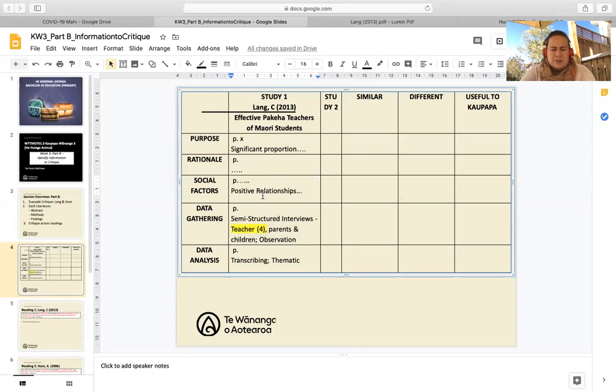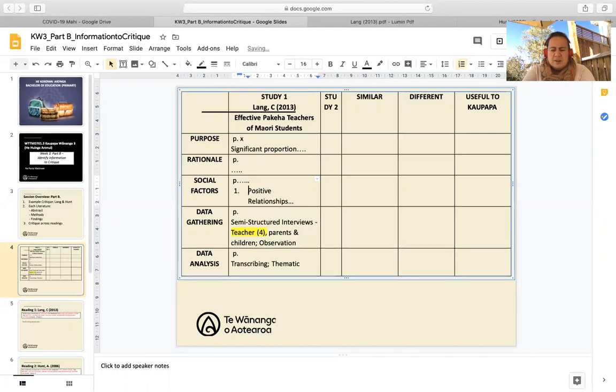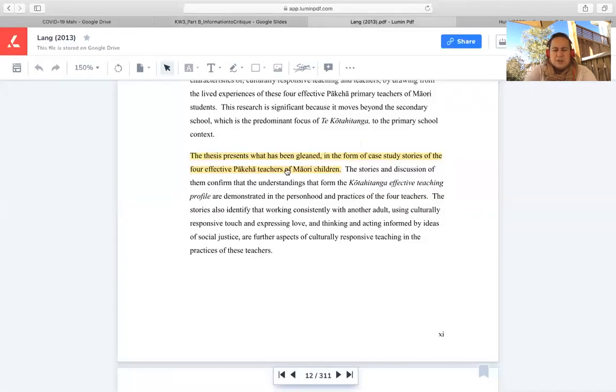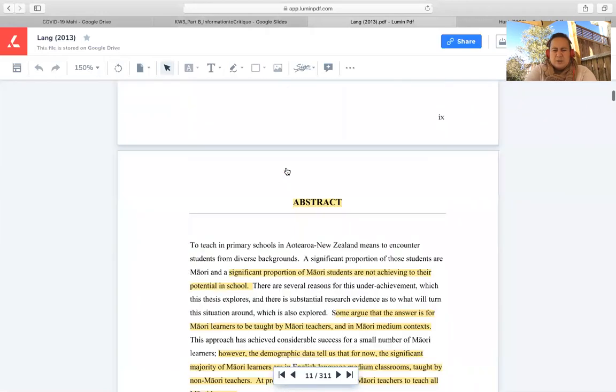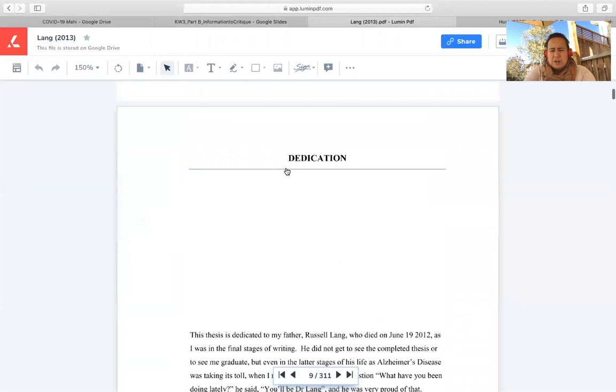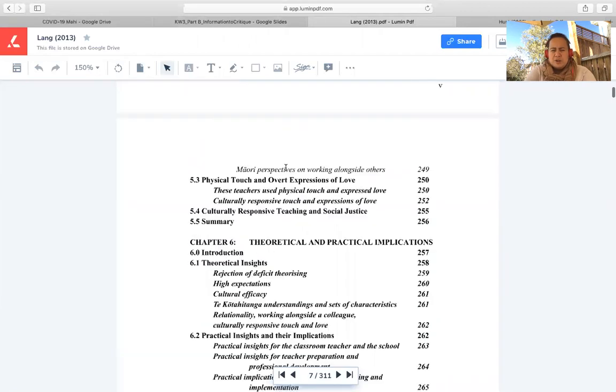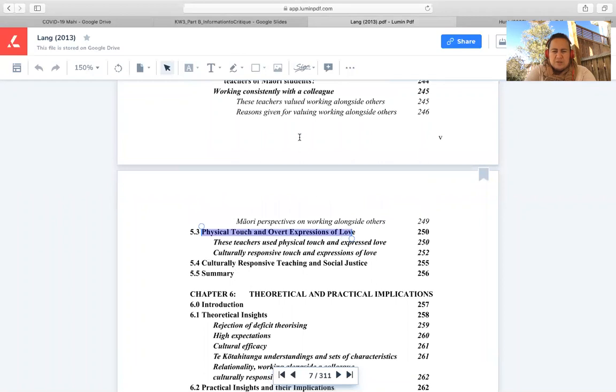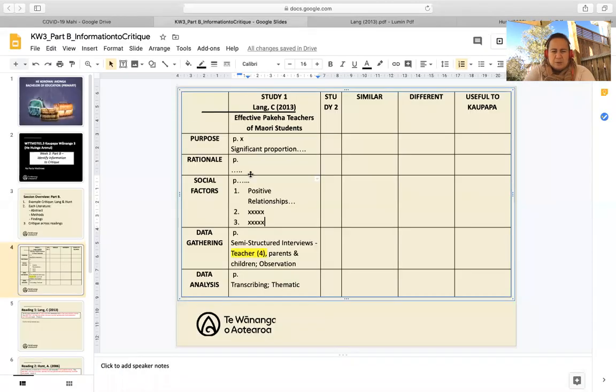But in this one, there are a lot of really good findings. So again, it's just going in to find the ones that relate to your topic, because they can also become your themes. So you can see what I'm doing, and what I would do after this is go back to the contents page after having a good look at the abstract. Go back to the contents page, so you can see here physical touch as an expression of love, culturally responsive teaching as social justice, and that might be what I put here.